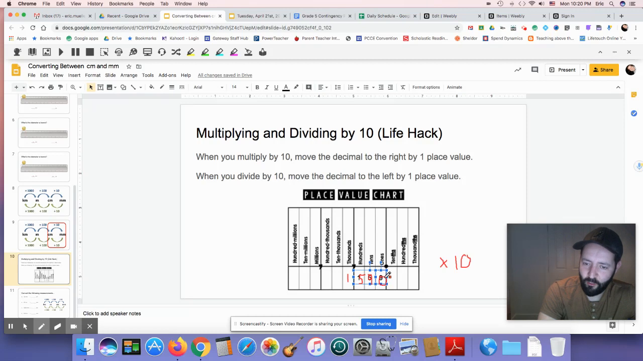We add a 0 in the new empty place value here, and we get an answer of 1,590, and that would be what 159 times 10 is. And it works very similarly for division.